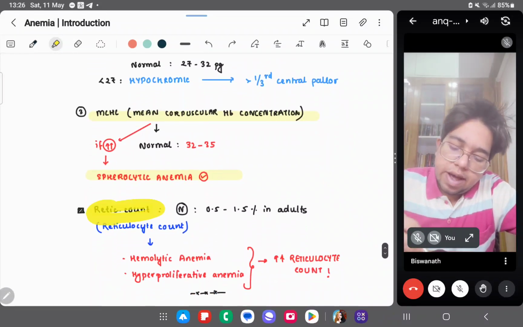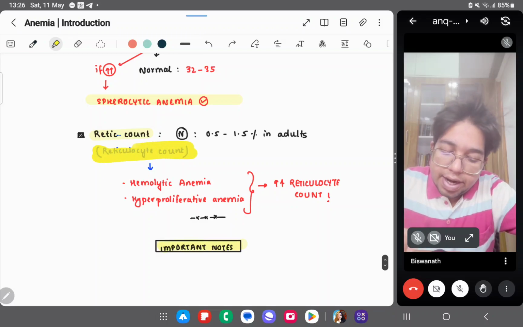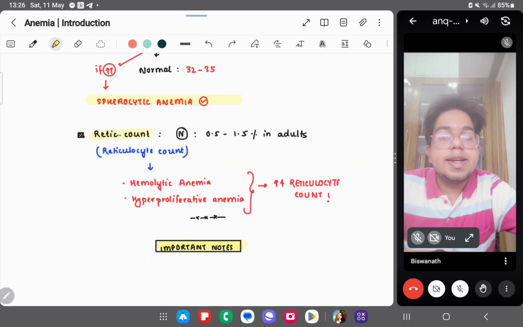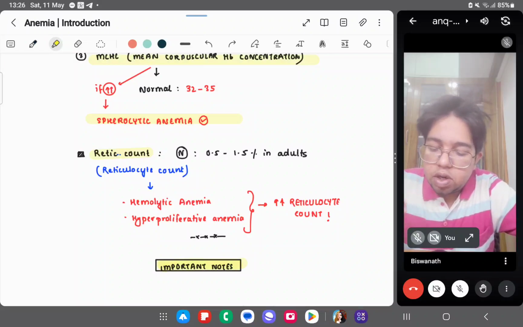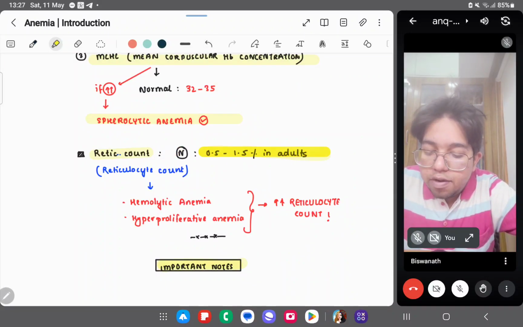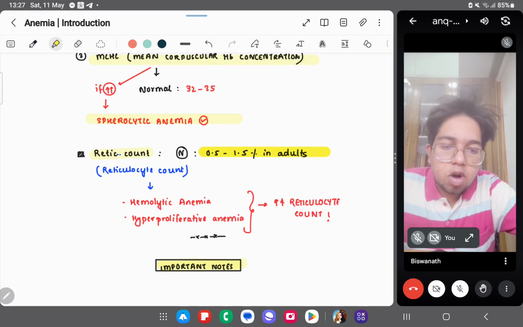Then we have a retic count. Retic count is the reticulocyte count. That is reticulocytes, immature RBCs. Okay, which don't have a nucleus and whose lifespan is 1 day. I have talked about that. Normal is, you have to remember very importantly, 0.5 to 1.5%.